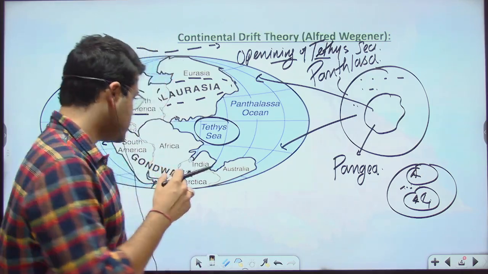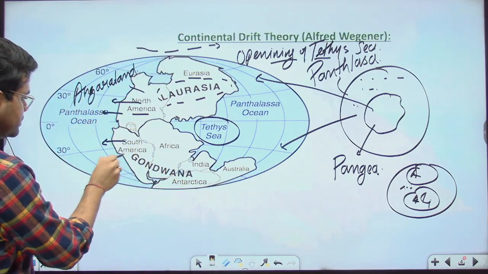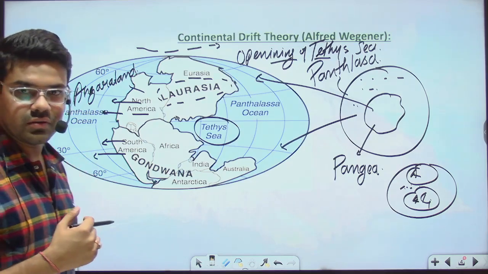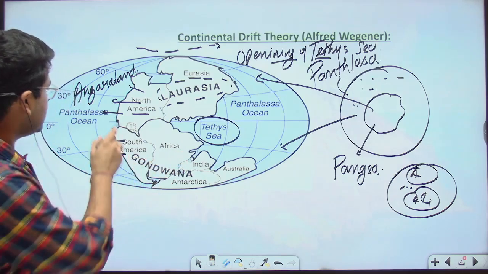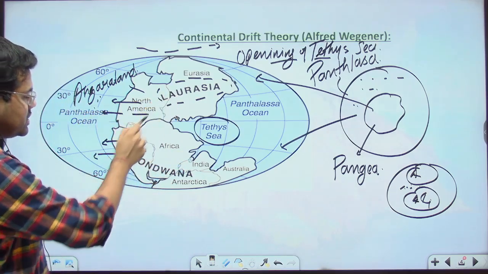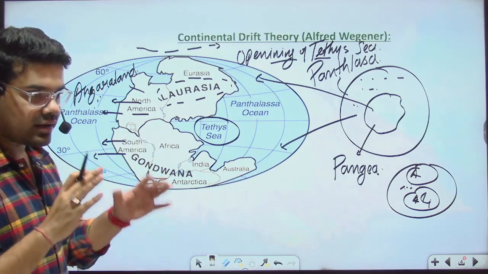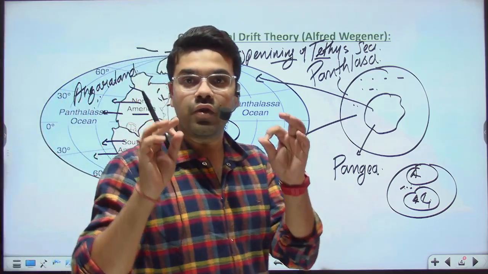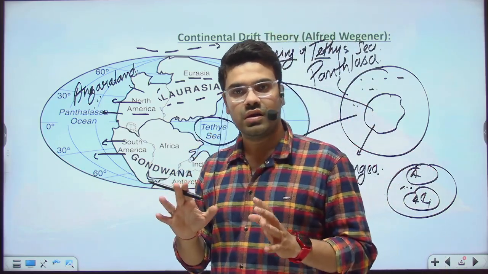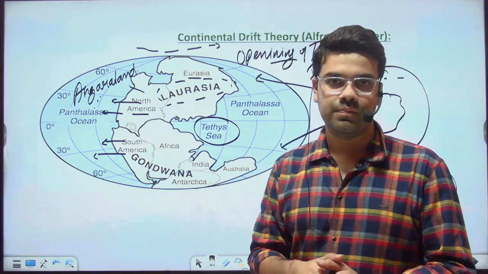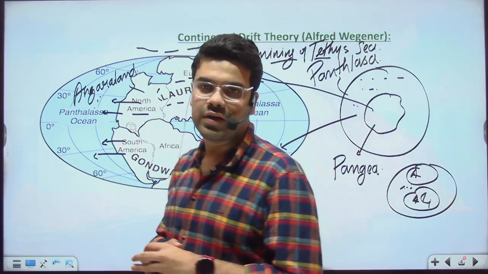Okay, so they started drifting westward. Now what happened? Eventually North America came this side, Eurasia stayed there, South America, Africa, and the contemporary world map, the world map that we are seeing now, was established. It was because of the westward movement. This was all about Alfred Wegener's theory.